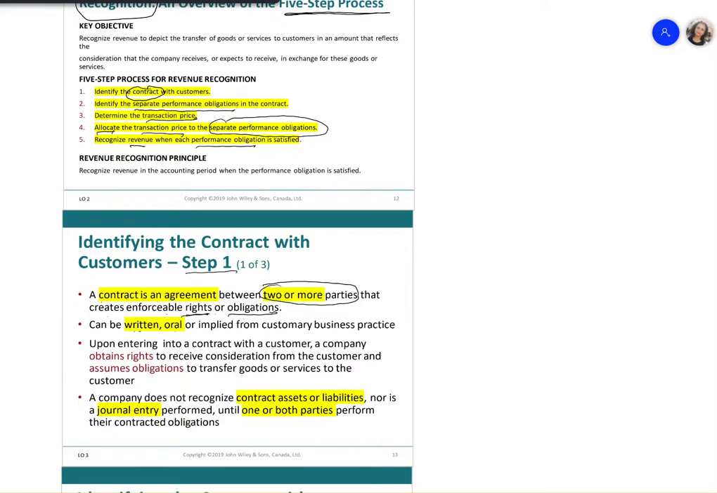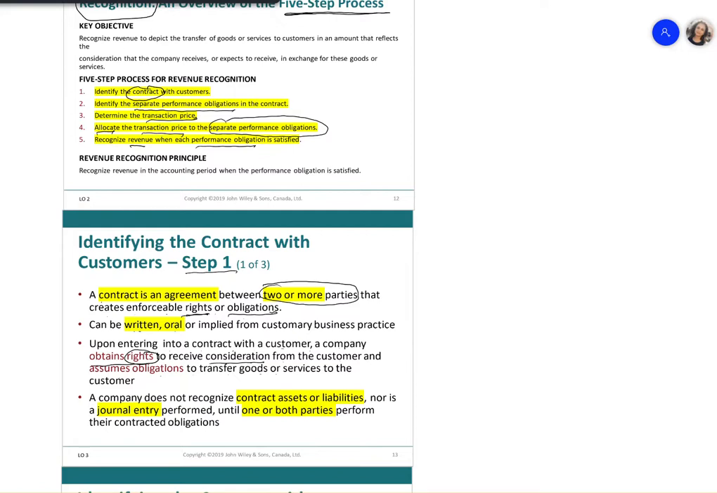We can write it on a piece of paper, or it could be by just talking normally, or somebody phoning in and creating a contract. Upon entering into a contract with the customer, a company obtains the right to receive consideration. They have the right to goods if you're selling goods, and we assume the obligation to transfer goods or a service to the customer. So when we give them a product, we have the right that they are going to pay us.